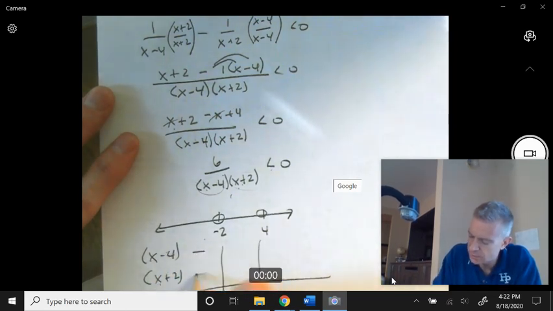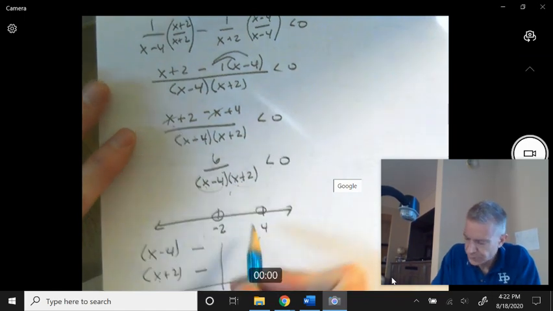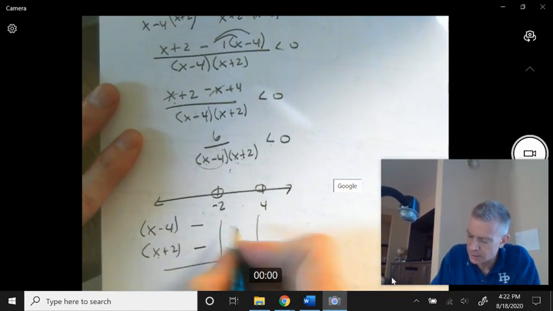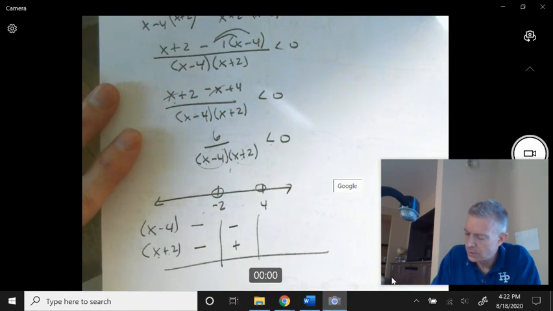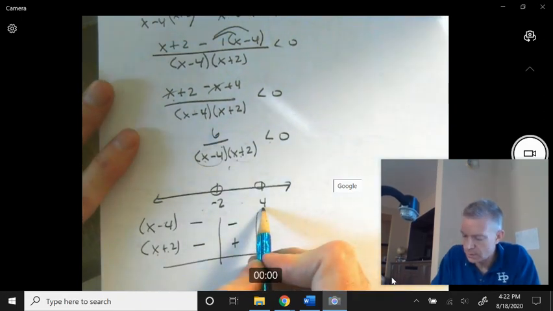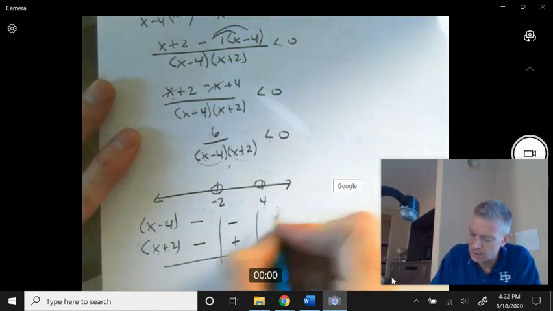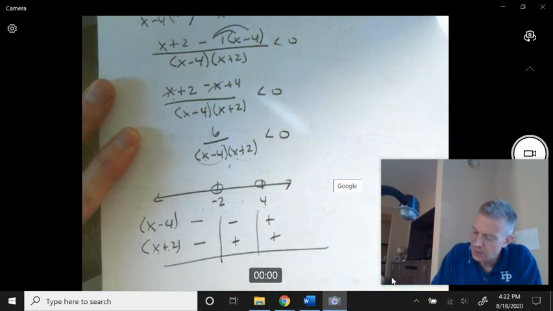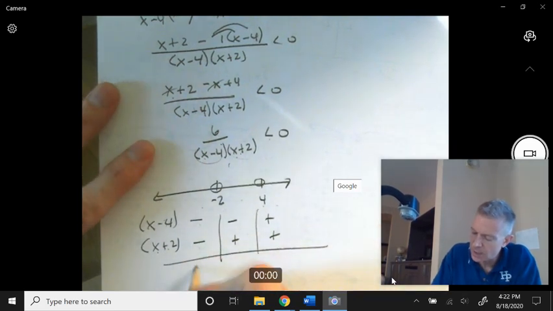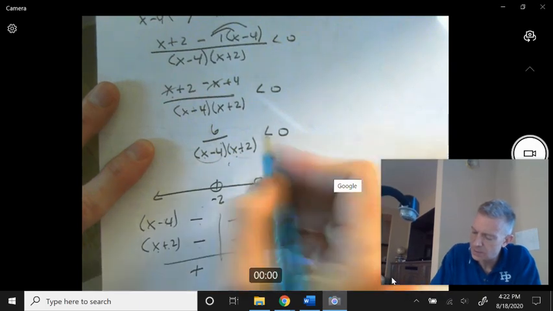-3 plus 2, negative. Pick a number between -2 and 4. Let's see, 0. 0 minus 4 is negative. 0 plus 2 is positive. Pick a number greater than 4. Let's say 5. 5 minus 4, positive. 5 plus 2 is positive. Okay, so 2 negatives makes a positive. 1 negative makes a negative. 2 positives makes a positive.